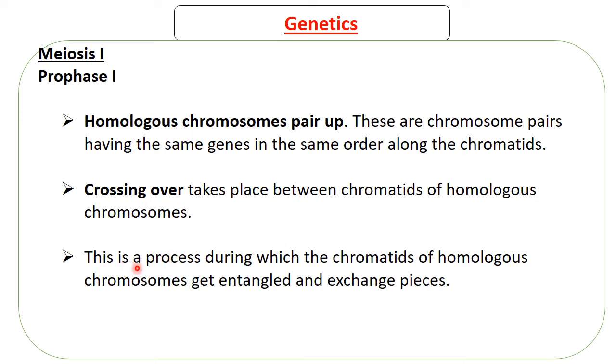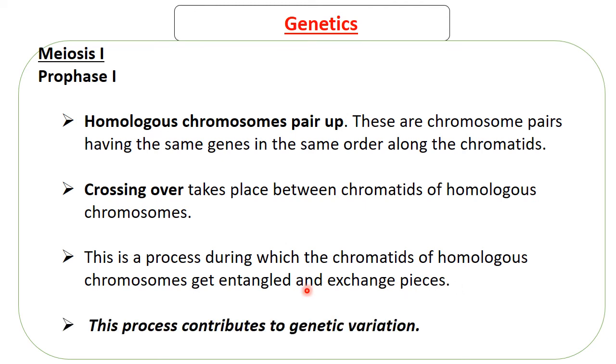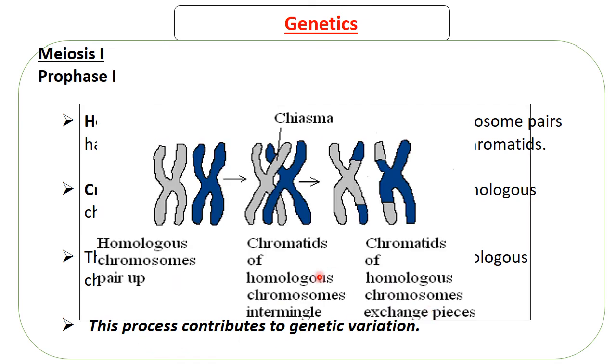So what is crossing over? Crossing over is a process during which the chromatids of homologous chromosomes get entangled and exchange pieces. I'll illustrate this so that you understand exactly what's happening. This process contributes to genetic variation, like I said. So this is what happens.